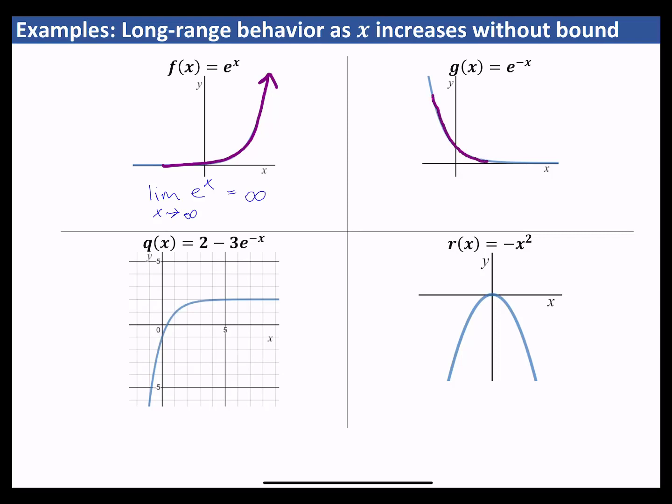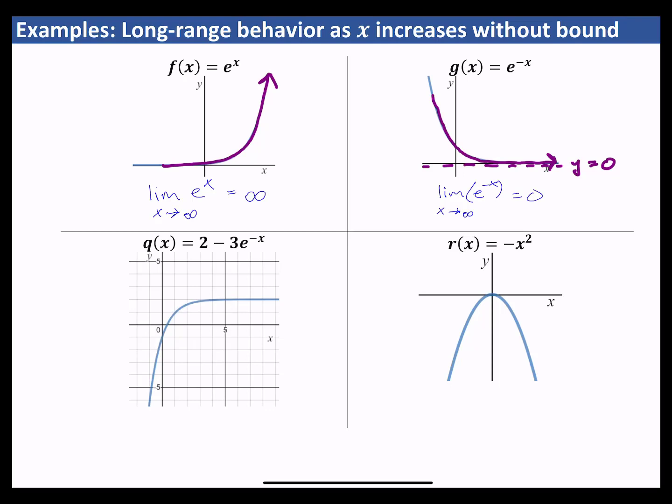Next, let's look at g of x equals e raised to the negative x. We know that as x increases without bound, e raised to the negative x tends toward 0. So this is an example where we can make the value of e raised to the negative x as close to 0 as we want by letting x increase without bound. We can describe this long-range behavior by writing the limit of e raised to the negative x as x increases without bound equals 0.